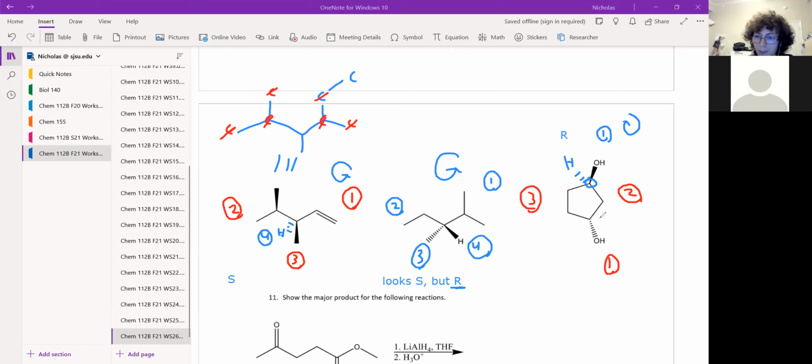It looks like it's S, but it's R because the hydrogen is on, oh, that's supposed to be a wedge. It looks like it's S, so you flip it because the hydrogen is on a wedge. Okay, that was R.